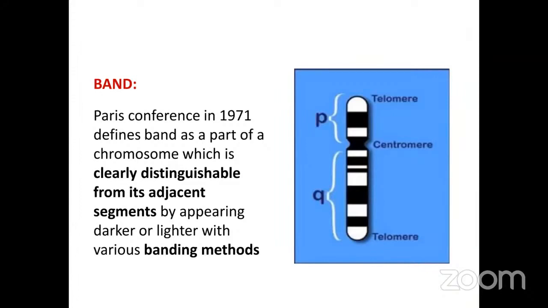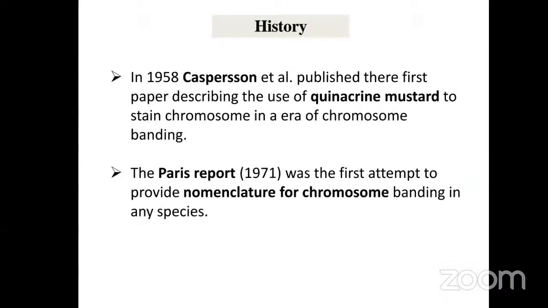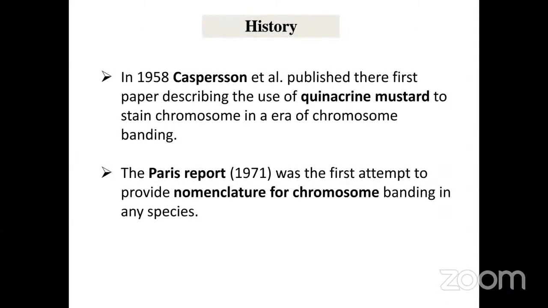So what are these bands on chromosomes? We can see different bands on a chromosome, with color differentiation. In 1958, Caspersson first published a paper describing the use of quinacrine mustard to stain chromosomes. So Caspersson was the first person who stained the chromosome, using quinacrine mustard. Then the Paris report in 1971 was the first attempt to provide nomenclature for chromosome banding in any species.